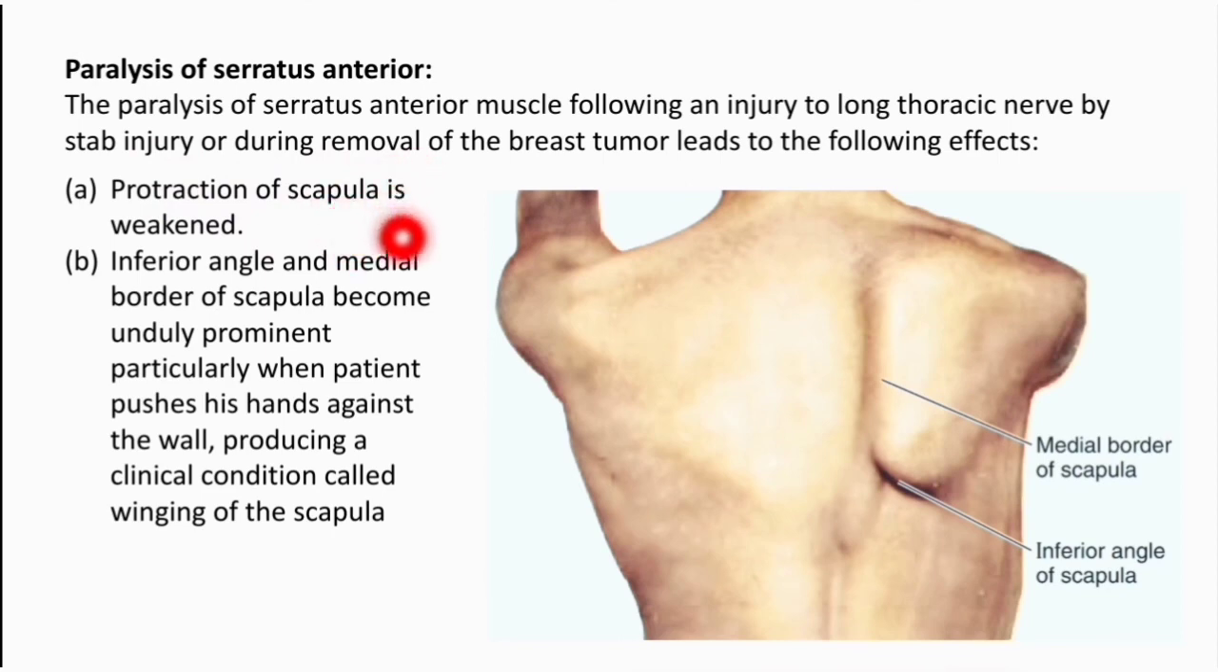The protraction of the scapula is weakened, and the inferior angle and the medial border become unduly prominent. We have already mentioned that the medial border is in firm contact with the chest wall due to serratus anterior. Because of its paralysis, this becomes unduly prominent. When a person pushes against a wall, this becomes unduly prominent. This is not seen in a normal person.